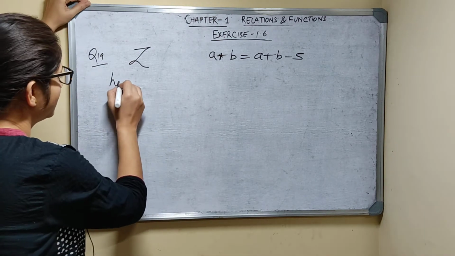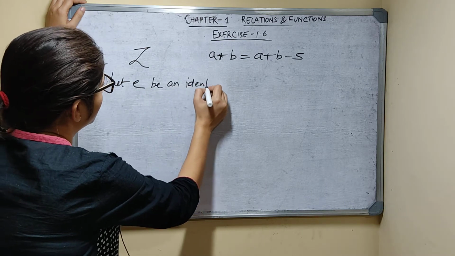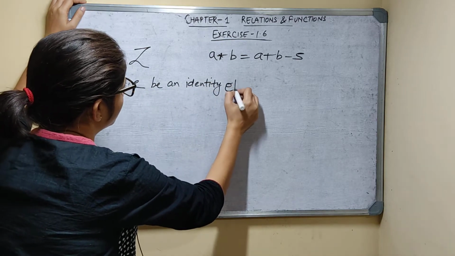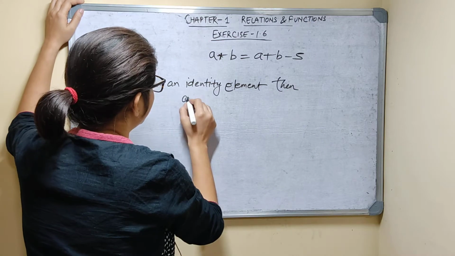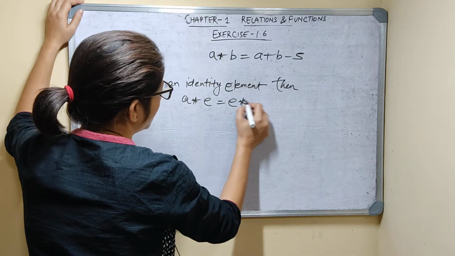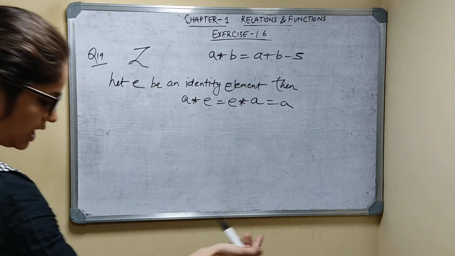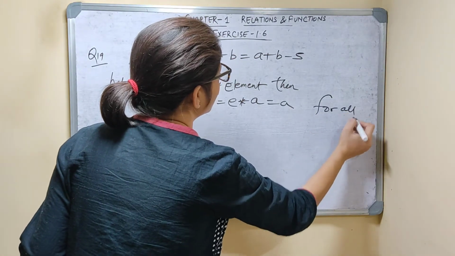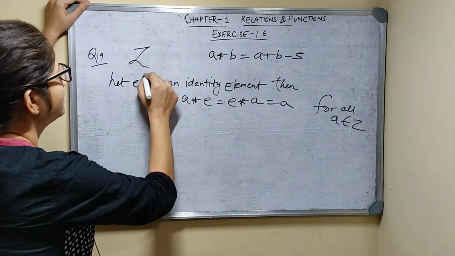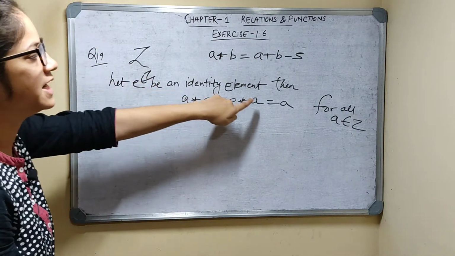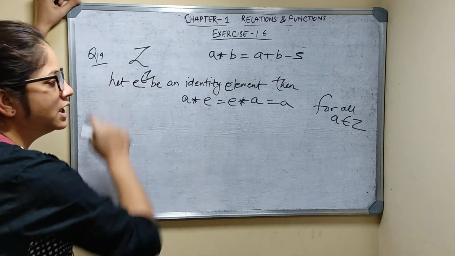So let e be an identity element. You will write let e be an identity element. Then you know a * e is equal to e * a is equal to a. Means a * e will be equal to a and e * a will be equal to a for all a belongs to Z. Let e belongs to Z, this also belongs to Z only. e belongs to Z be an identity element, then a * e is equal to e * a is equal to a. It should come for all a belongs to integers.